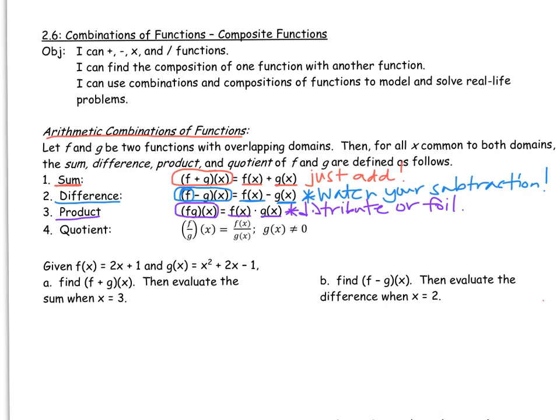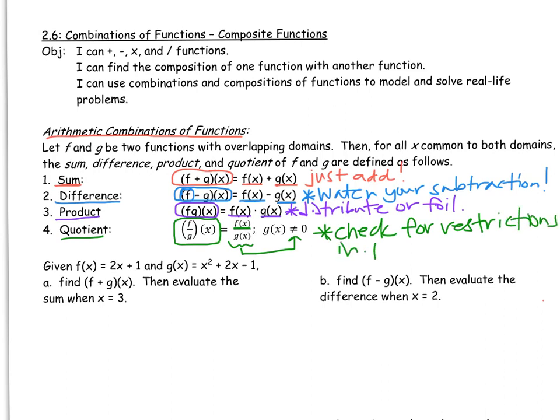We end with the one that may or may not have a restriction in the domain. We end with a quotient, and that's f divided by g of x. Notice that's f of x divided by g of x. And if you have a function in the denominator, remember, you may have to watch your domain or check it for restrictions. So we're going to say check for restrictions in the domain. So literally adding, subtracting, multiplying, and dividing.